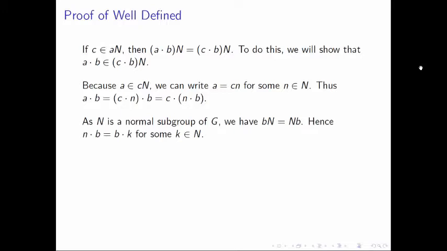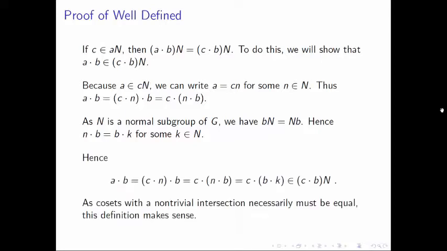Next, let's use the fact that N is a normal subgroup of G. That means that the left coset, bN, is equal to the right coset, Nb, making sure that we're using the right condition for left cosets being equal to right cosets. This means that we can take n dot b, an element of this right coset, Nb, and we can write it as b dot k for some k inside of N. Switch it around and think of it as the left element of the left coset.